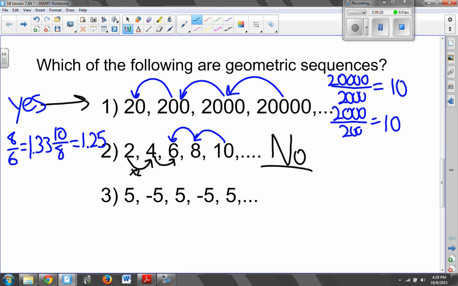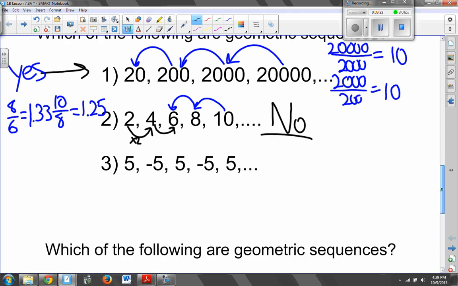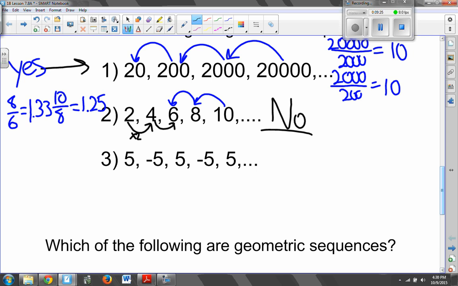Right? Now, number 3 is probably the weirdest looking one. It's just the same number over and over and over again, except I flip from positive to negative to positive to negative to positive. The question I want you to ask yourself is, what number can you multiply to make something go from negative to positive to negative and so on? Right? And hopefully you know that that's a negative 1. If you don't, you can use your division method here and do 5 divided by negative 5, that's negative 1. Negative 5 divided by 5 is negative 1, and so on and so on.